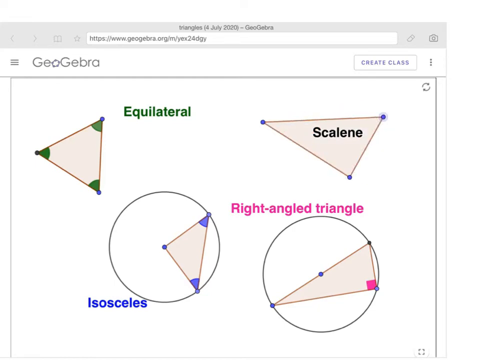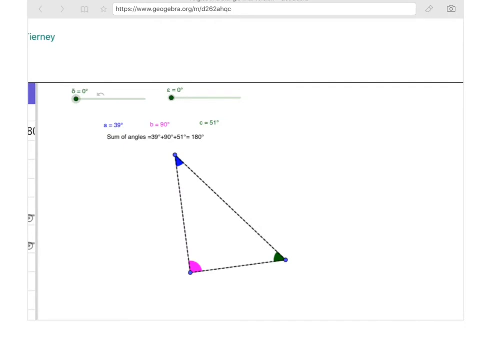If you want to have a bit of a play around with this model, if you go to the site written at the top of the browser, if you type that in, you'll be able to have a go on this applet for yourself. The angles of any triangle, the interior angles, always add up to 180. So I've created this little applet just to show you why that works.